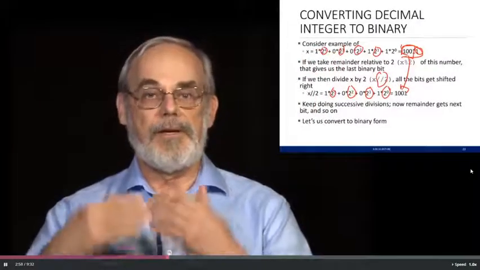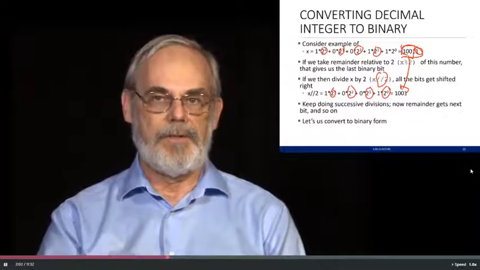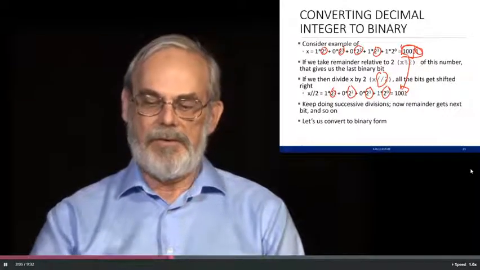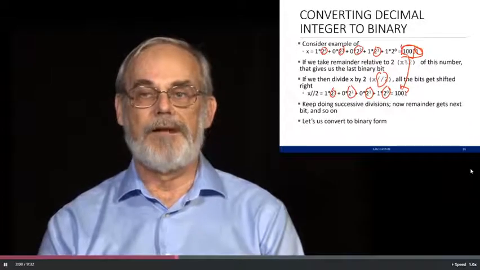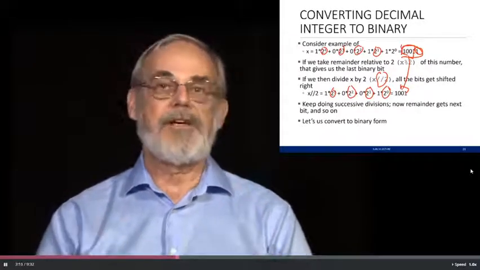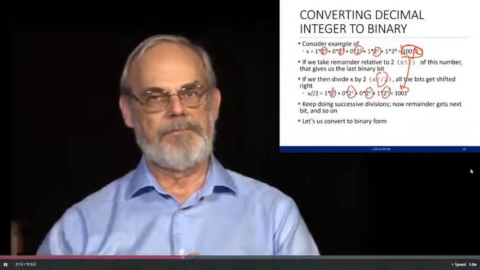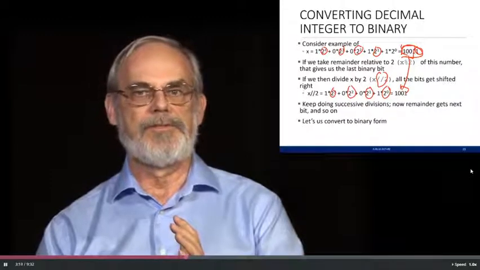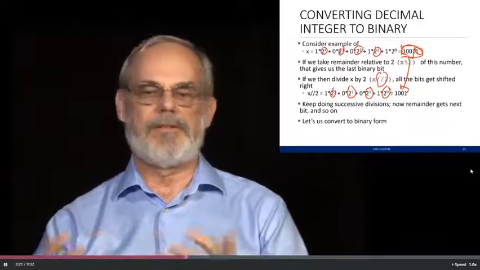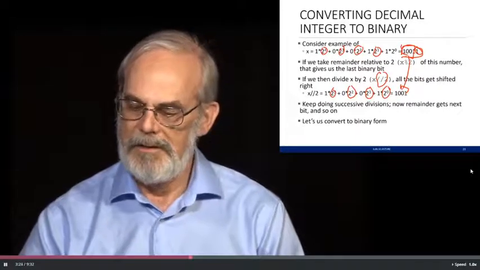If I keep doing successive divisions like this, I can keep track of each of the bits that comes out, because the remainder gives me the next bit, and when I'm done with all of that, I've converted to binary form. So basic idea, given an integer, take the remainder with respect to 2, that's the low order bit, divide integer-wise by 2, which shifts right, and do the same thing until I've exhausted the entire integer representation.